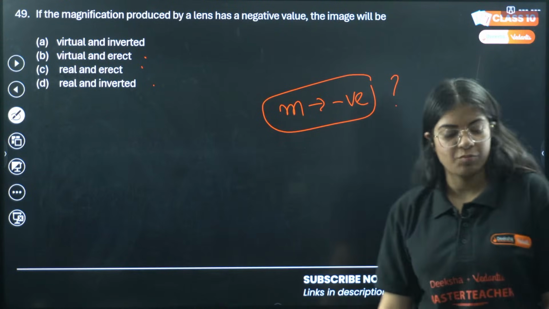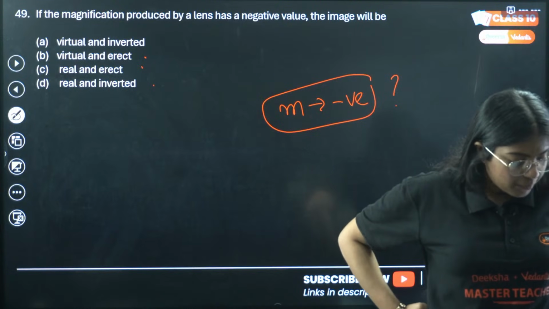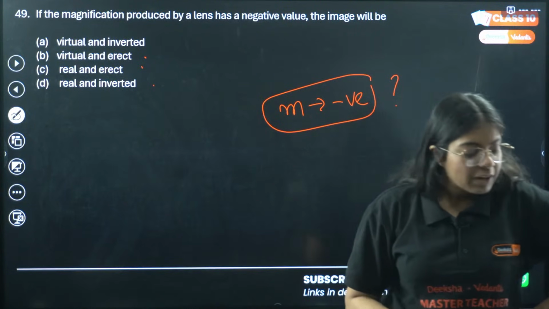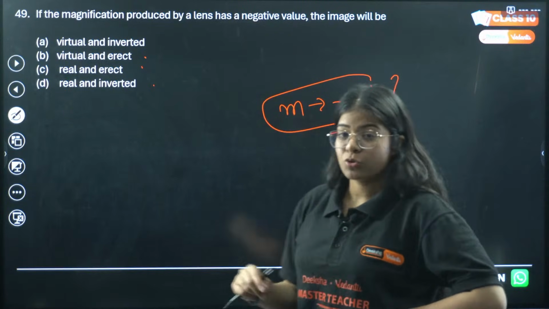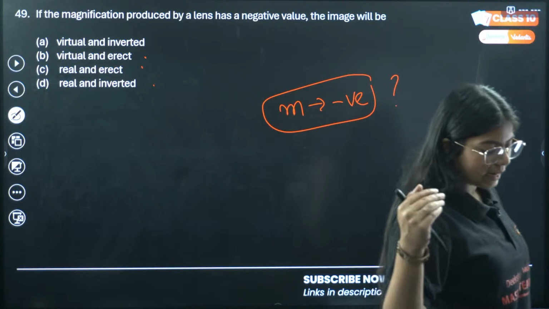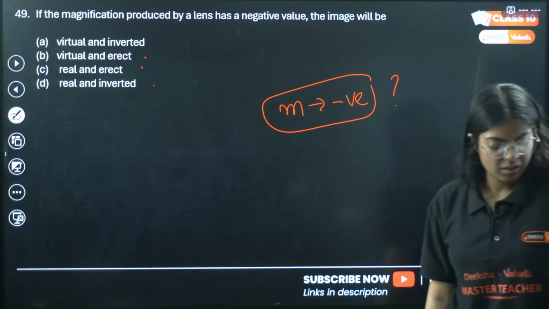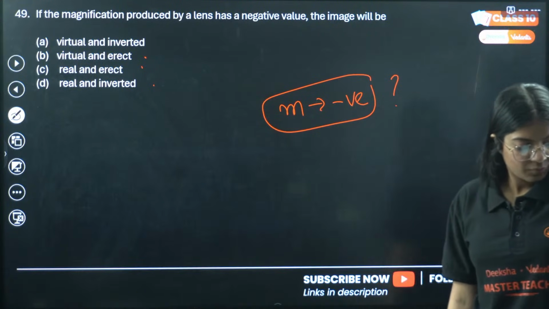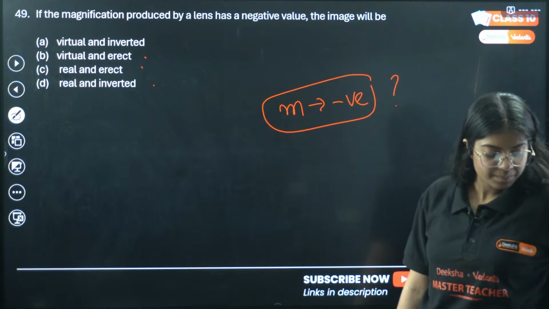0.83, correct, Ascent, very good. Let me know the answer. If my magnification is negative, will the image be virtual and direct, virtual and inverted, real and direct, or real and inverted? What will be the answer? Anyone in the chat, let me know the answers.